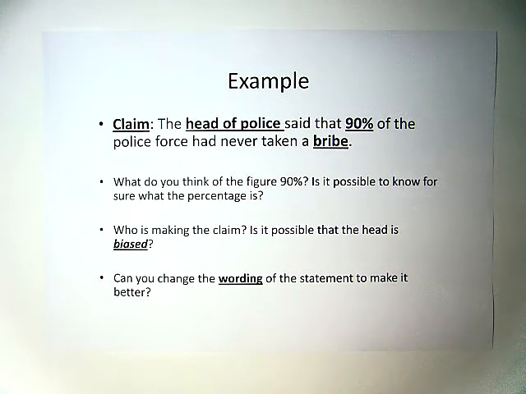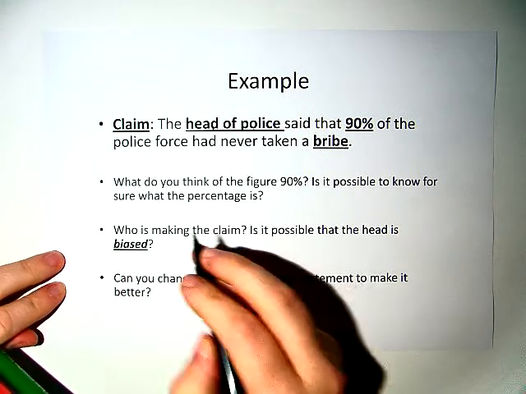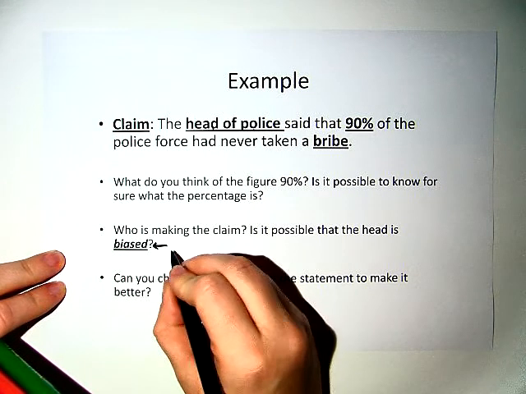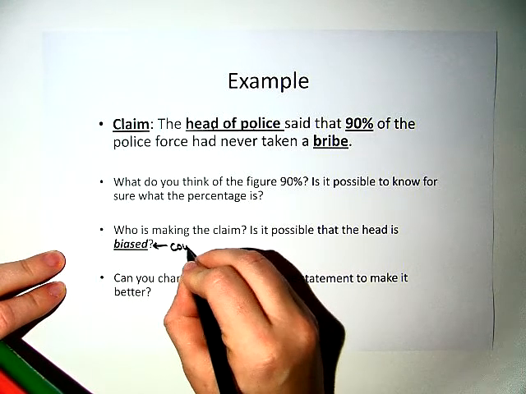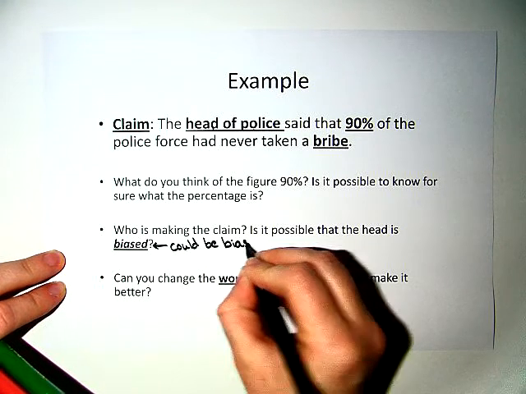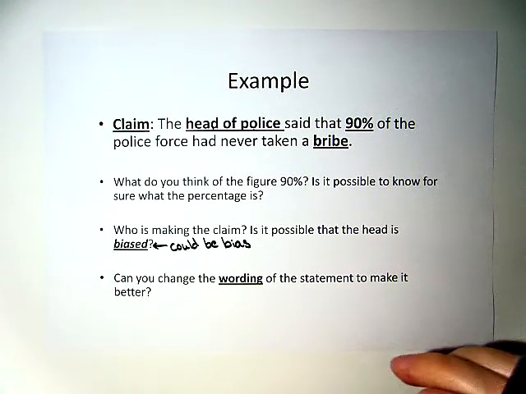Who is making the claim? Is it possible that the head is biased? Okay, he is the head of police. He wants them to not take bribes because that's doing his job. So there could be bias. We are not sure. We need to look more at the data.